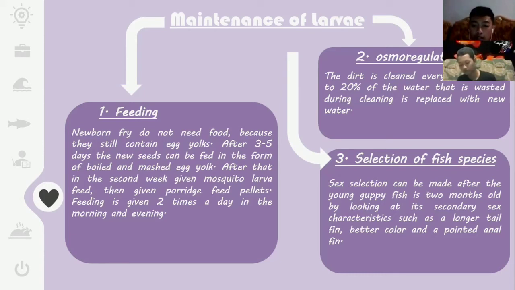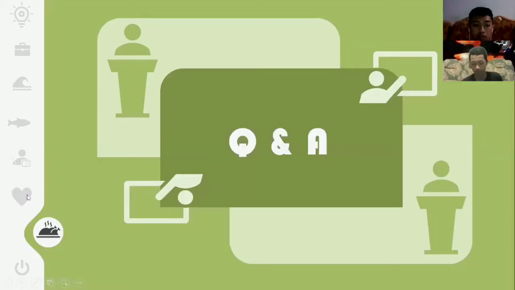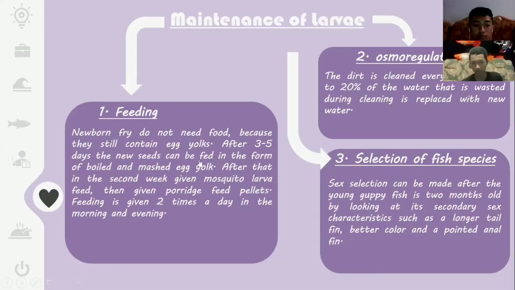Third, selection of fish species. Sex selection can be made after the young guppy fish is 2 months old by looking at its secondary sex characteristics, such as a longer tail fin, better color, and a pointed anal fin.